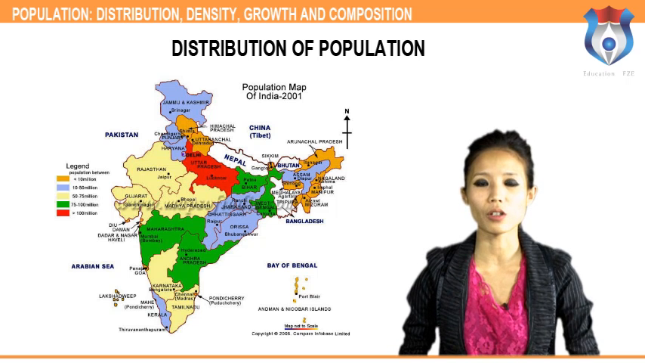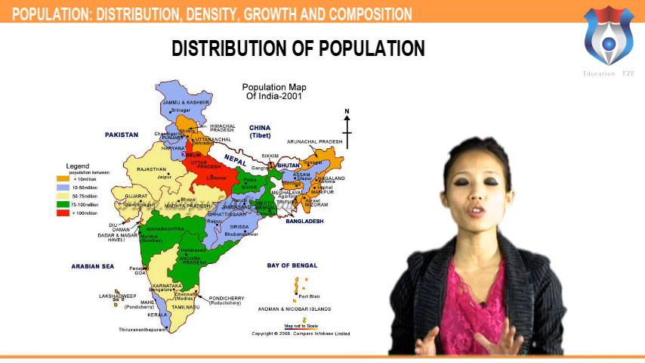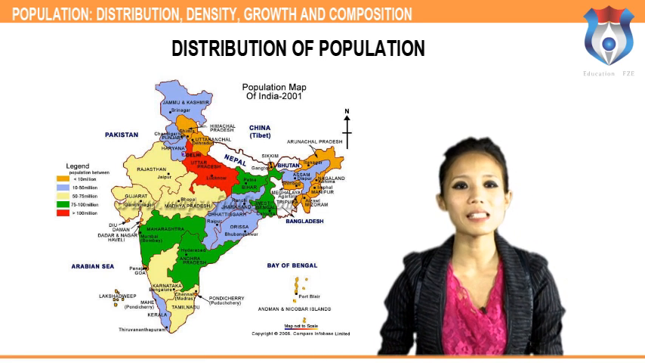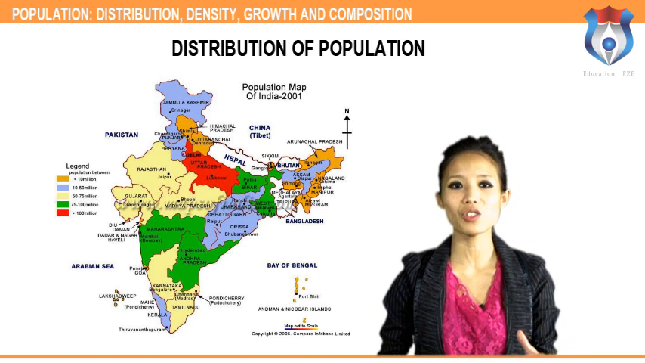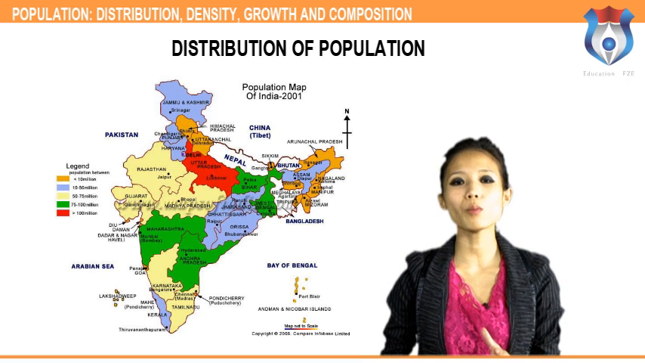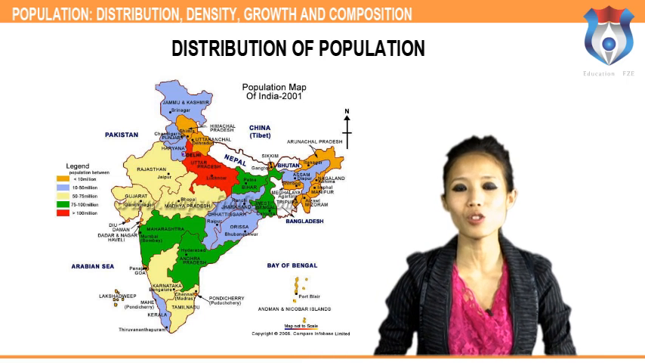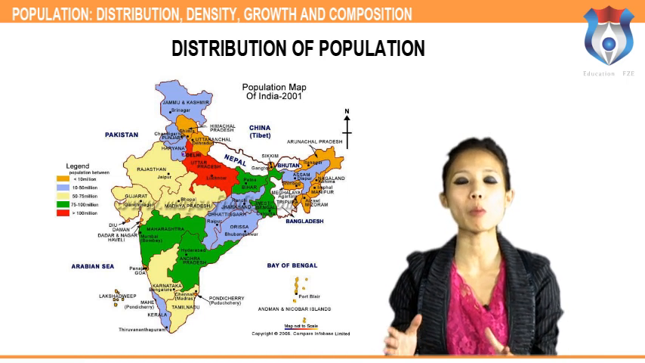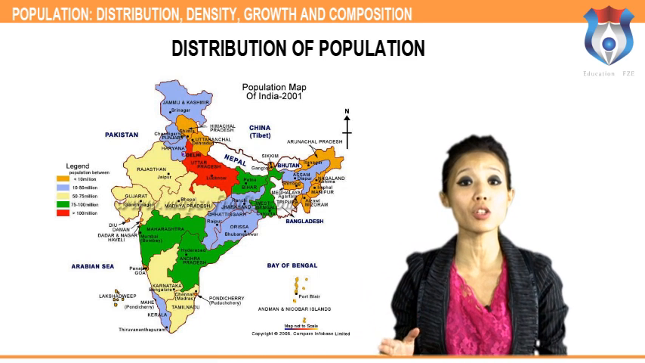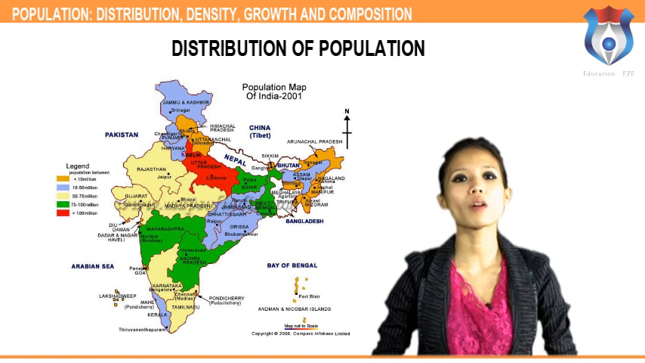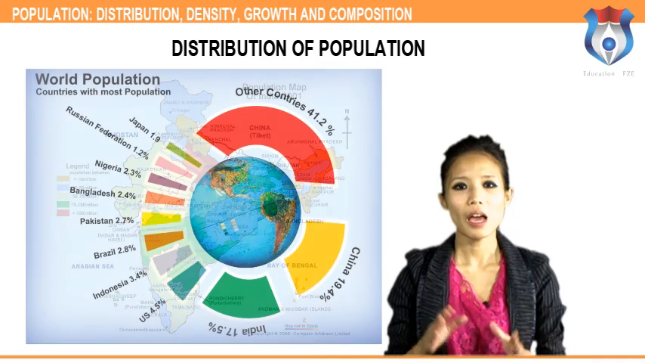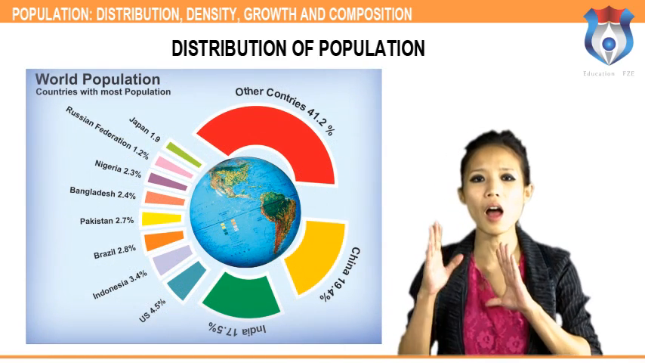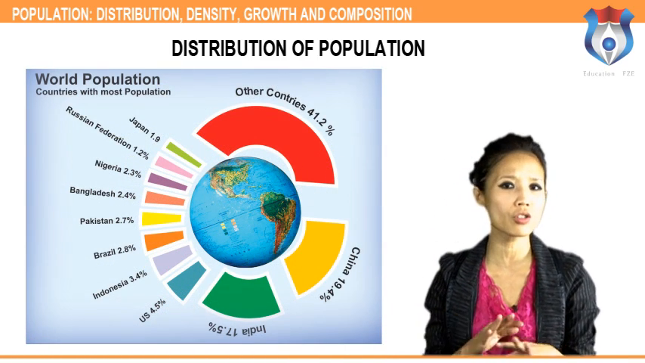Distribution of population. Let us discuss the distribution of population. India is the second most populous country after China in the world, with its total population of 1028 million. India's population is larger than the total population of North America, South America and Australia put together. It is clear that India has a highly uneven pattern of population distribution.